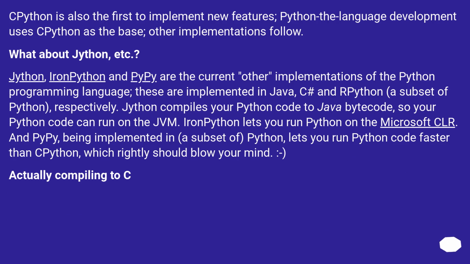What about Jython, etc.? Jython, IronPython and PyPy are the current other implementations of the Python programming language. These are implemented in Java, C# and Python, a subset of Python, respectively. Jython compiles your Python code to Java bytecode, so your Python code can run on the JVM. IronPython lets you run Python on the Microsoft CLR. And PyPy, being implemented in a subset of Python, lets you run Python code faster than CPython, which rightly should blow your mind.